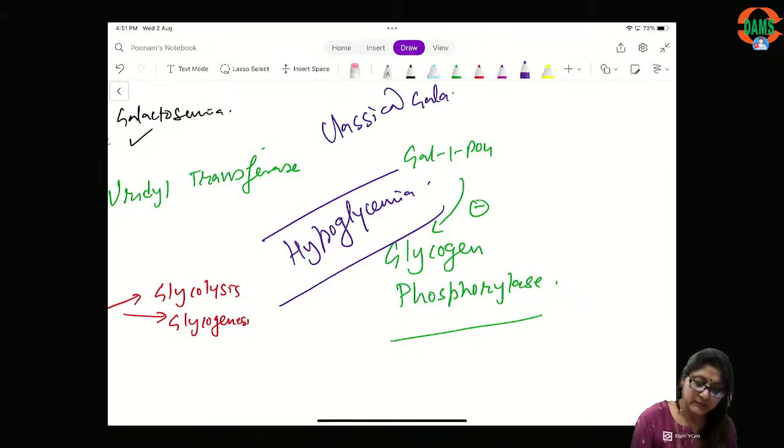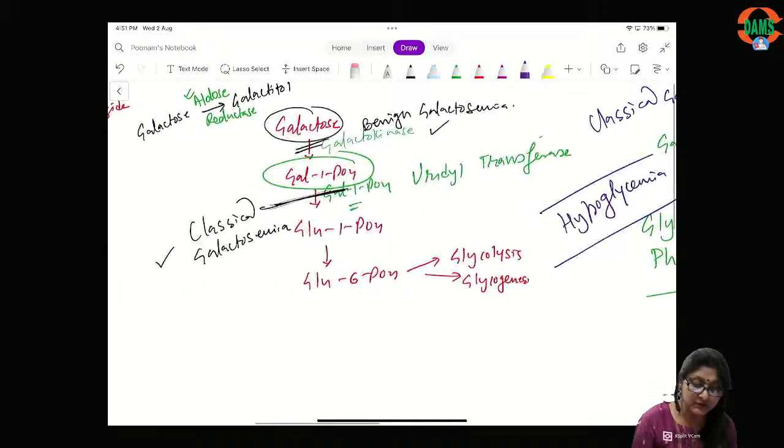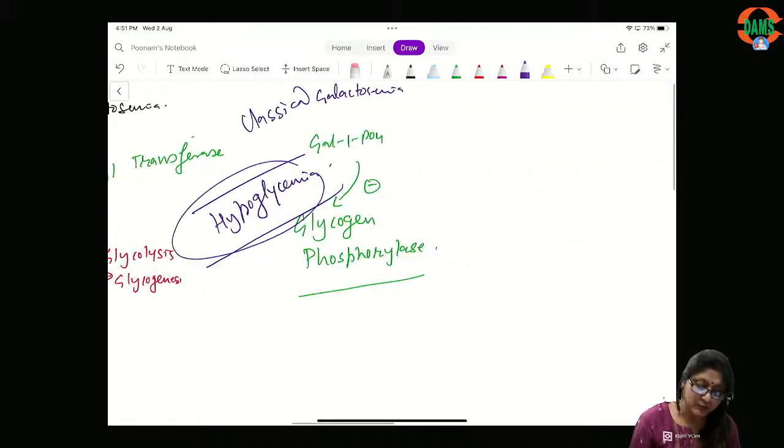But not in benign galactosemia, because in benign galactosemia you do not have galactose 1-phosphate. You just have free galactose. So no inhibition of glycogenolysis, no hypoglycemia. But in classical galactosemia, the baby will have frank hypoglycemia. This is also important for you. You must know this, right?